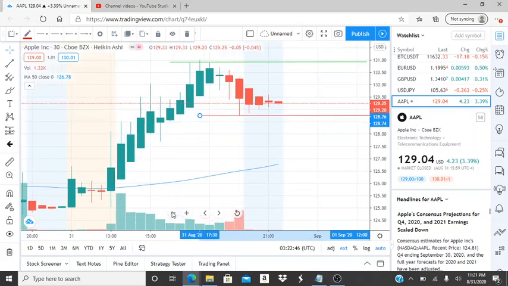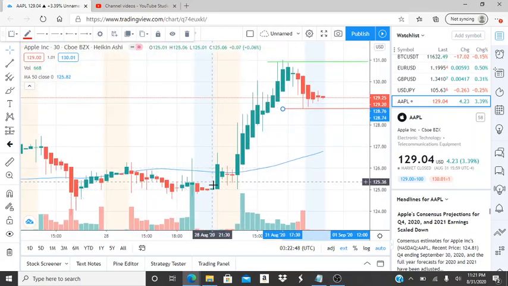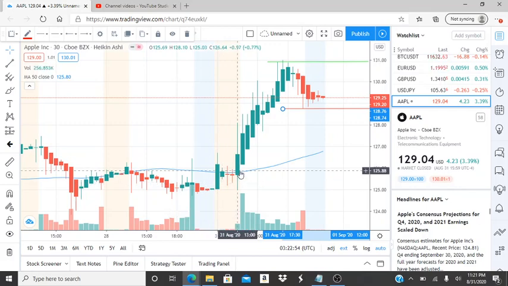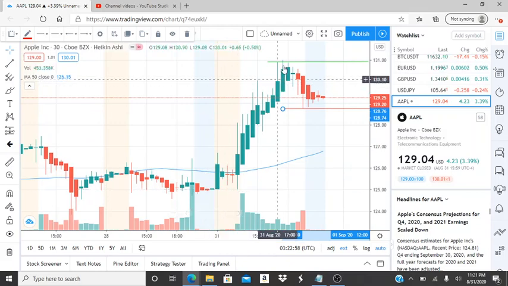Let's jump into this chart. So, very bullish run from the beginning of the day to the point that it got itself back over the 50-day moving average, and it just rose up about a total of $5, and it hit a high of 131, which was almost $6 difference.